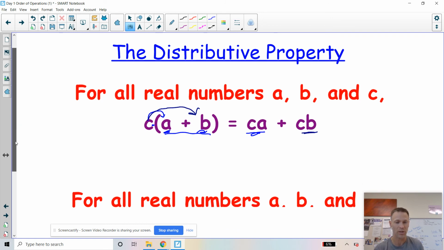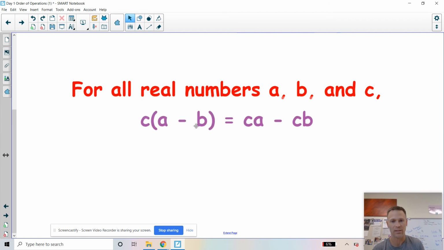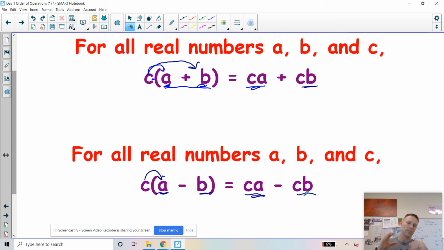Again, this should be something familiar. This is here in your notes just to kind of reiterate the fact that, yes, it works with subtraction too. So if you look at the two, there is nothing different. We have A plus B on the inside. This is the same exact thing, but with subtraction. So same rules apply. What's on the outside gets multiplied by each term on the inside. So this is the first term. That is the second term. C times A is CA, and C times B is CB. And again, C, A, and B can be anything. We're just going to go ahead and multiply them.